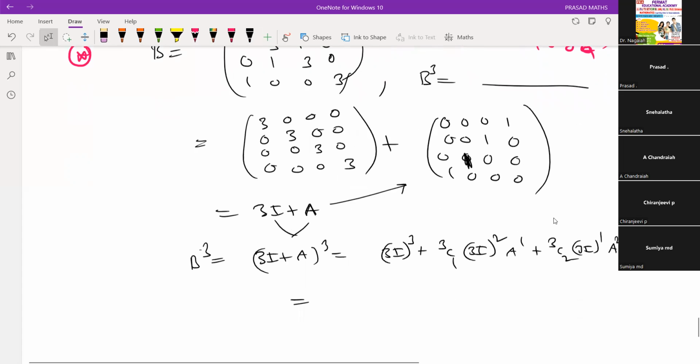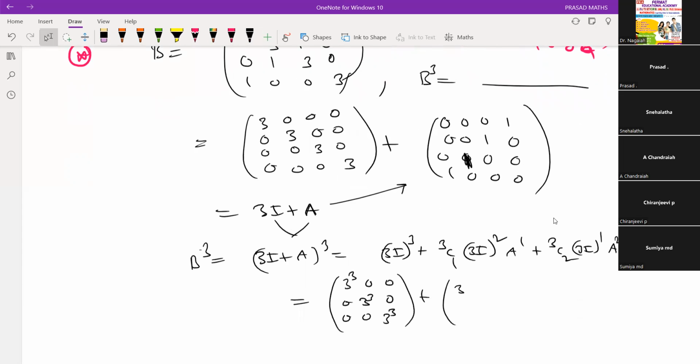Right, so (3I) whole power 3 means 3 power 3 0 0 0, 3 power 3 0 0 0, 3 power 3 and so on. Plus 3 into 3 square, that means 3 power 3, into A. What is A? You need to multiply 3 power 3 into A, where A is 0 0 0 1, 0 0 1 0, 0 1 0 0, 1 0 0 0.